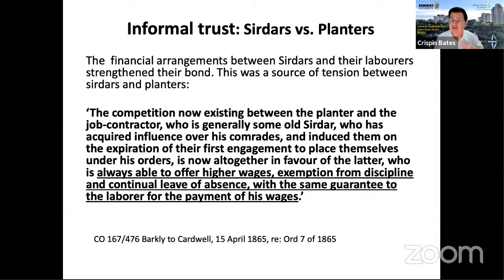So this is what's going on. After they've served out their first year of contract, they wouldn't go back to India. Instead, they stay on, same gang, and they would negotiate for better wages as post-indentured free labourers. And in this, one planter commented in 1865, very often the demand for sugar was so high that the sardar could pretty much ask for whatever he wanted. And he could also control things like exemption from discipline and leave of absence without any deduction.